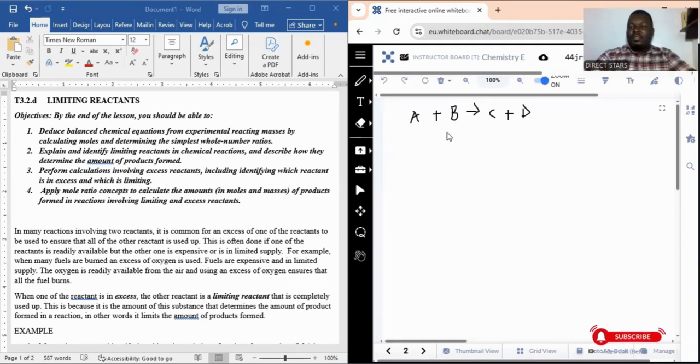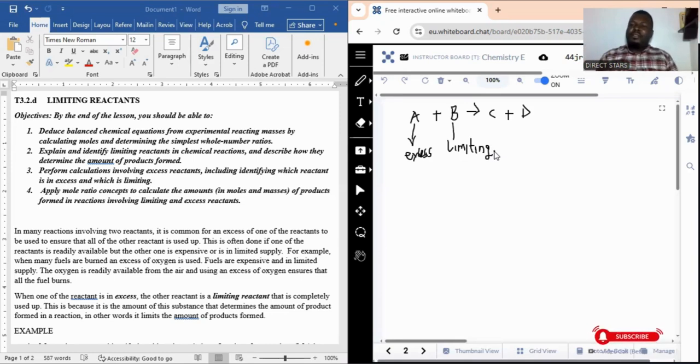It is expedient for us to have one of these reactants, A or B, to be in excess to ensure that the other reactant is completely used up during the course of the reaction. Take, for example, if we take A to be in excess, then B would be the limiting reagent. B will be the limiting reactant in this reaction.